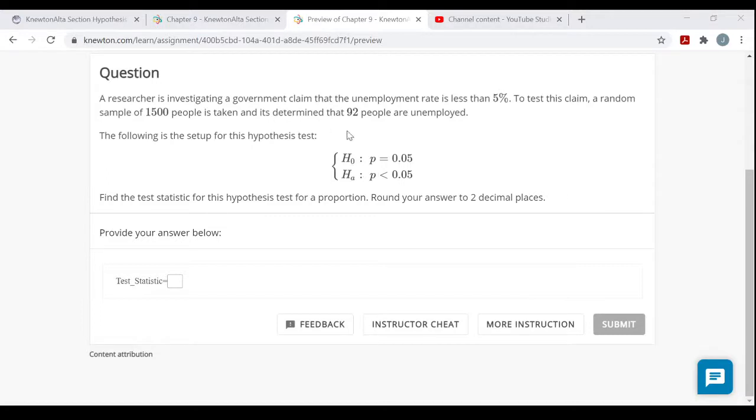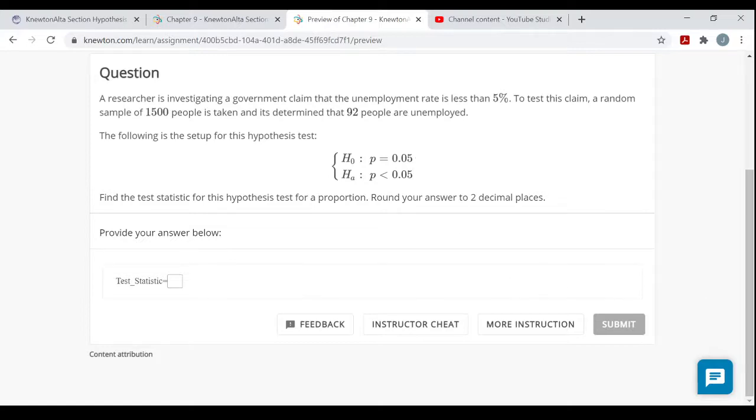Now, they have set up the hypotheses for us. Notice the claim here is that the unemployment rate, the proportion of the nation that's unemployed, p, is less than 5%, and that does not involve equality, so you notice how it's in the alternative hypothesis. p is less than 5%. And then p greater than or equal to, but what we're going to assume is the equal part, is the null hypothesis. So p equals 5%, and this is going to be assumed. We're going to assume that the unemployment rate for the nation is 5%.